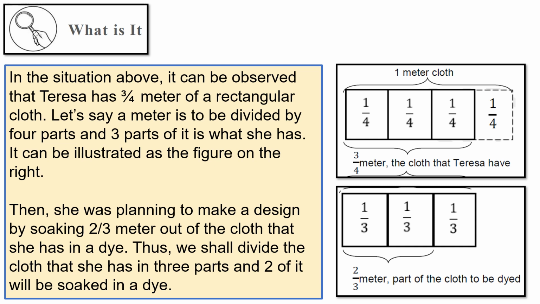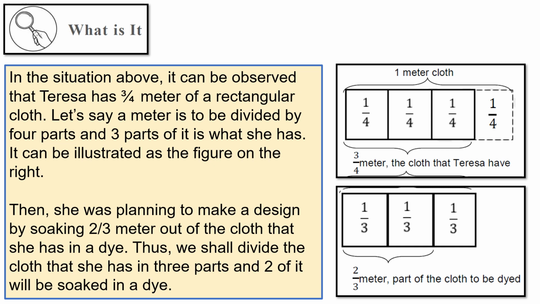Now, based on the situation na binasa kanina, si Teresa ay may 3/4 meter na rectangular cloth. Tingnan natin kung gaano kalaki ang 3/4. Pag nakikita ninyo ang illustration dyan sa right, merong tig-4 na 1/4. Ang 3 parts of the 4 dyan ay kay Teresa. Ipagpalagay natin na meron tayong 1 metro ng tela. Ngayon, hahatiin natin ito sa 4 na hati. Pag nahati na natin, titingnan natin kung gaano kalaki ang 3 parte, at yung 1 parte ay iiwan na natin. Yan ang tela na meron si Teresa.